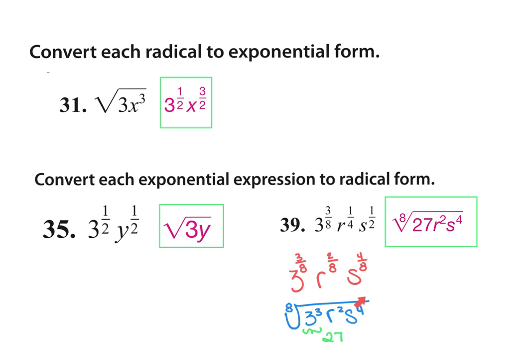So then I have the 8th root of 3 cubed, r squared, s to the 4th. The 8 is my index. The 3, 2, and 4 are my exponents there. And then I just simplified my 3. 3 cubed is 3 times 3 times 3, which gave me the 27. So I have the 8th root of 27, r squared, s to the 4th.